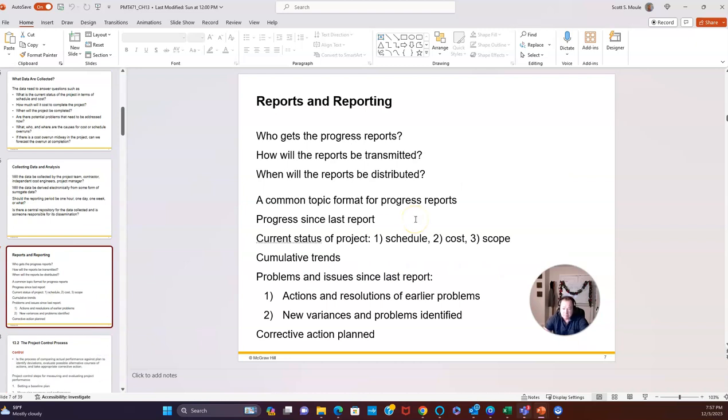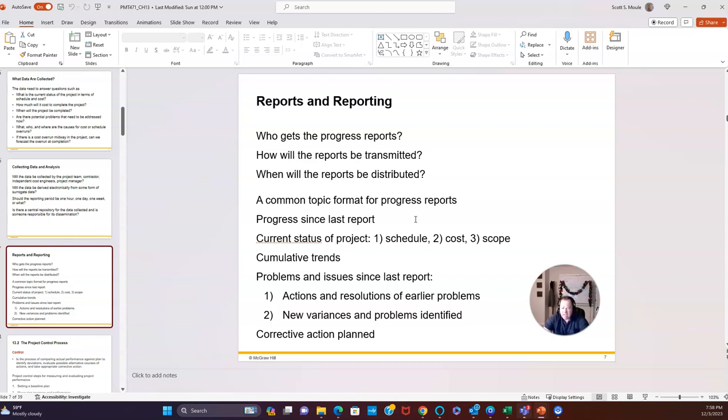Okay, when you're looking at status reporting, all the controls, all the metrics, you need to decide who gets the progress reports. Is it only the sponsors? Is it stakeholders? Is it the team members? Is it the client, the customer? You need to talk about how you are going to transmit it. Are those going to be within a status meeting? Are they biweekly reports? Are you going to distribute them?